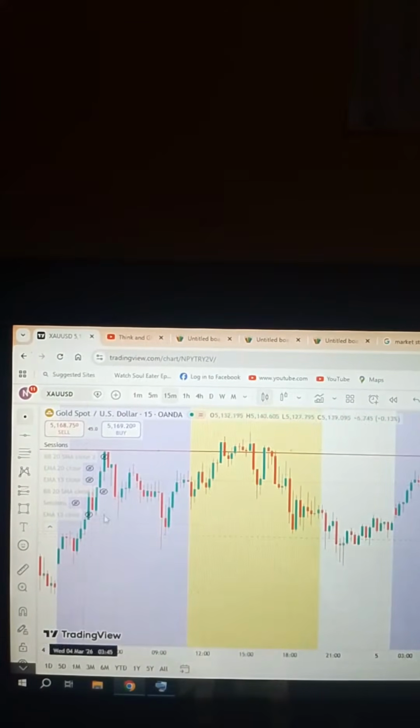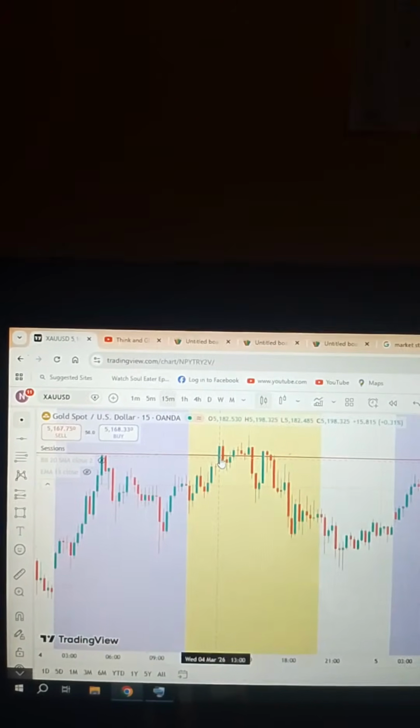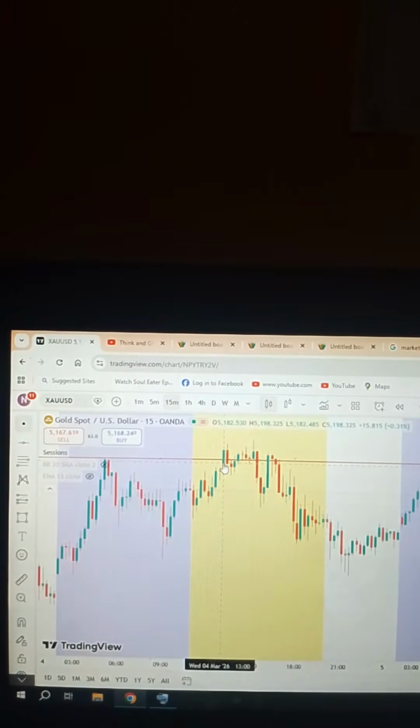We can remove this. Now tell me, guys. See this breakout? See this big green candle here? Now there are some people saying, oh, let me buy this trade. Let me buy now, it's a good trade. Then all of a sudden, boom, you are trapped.